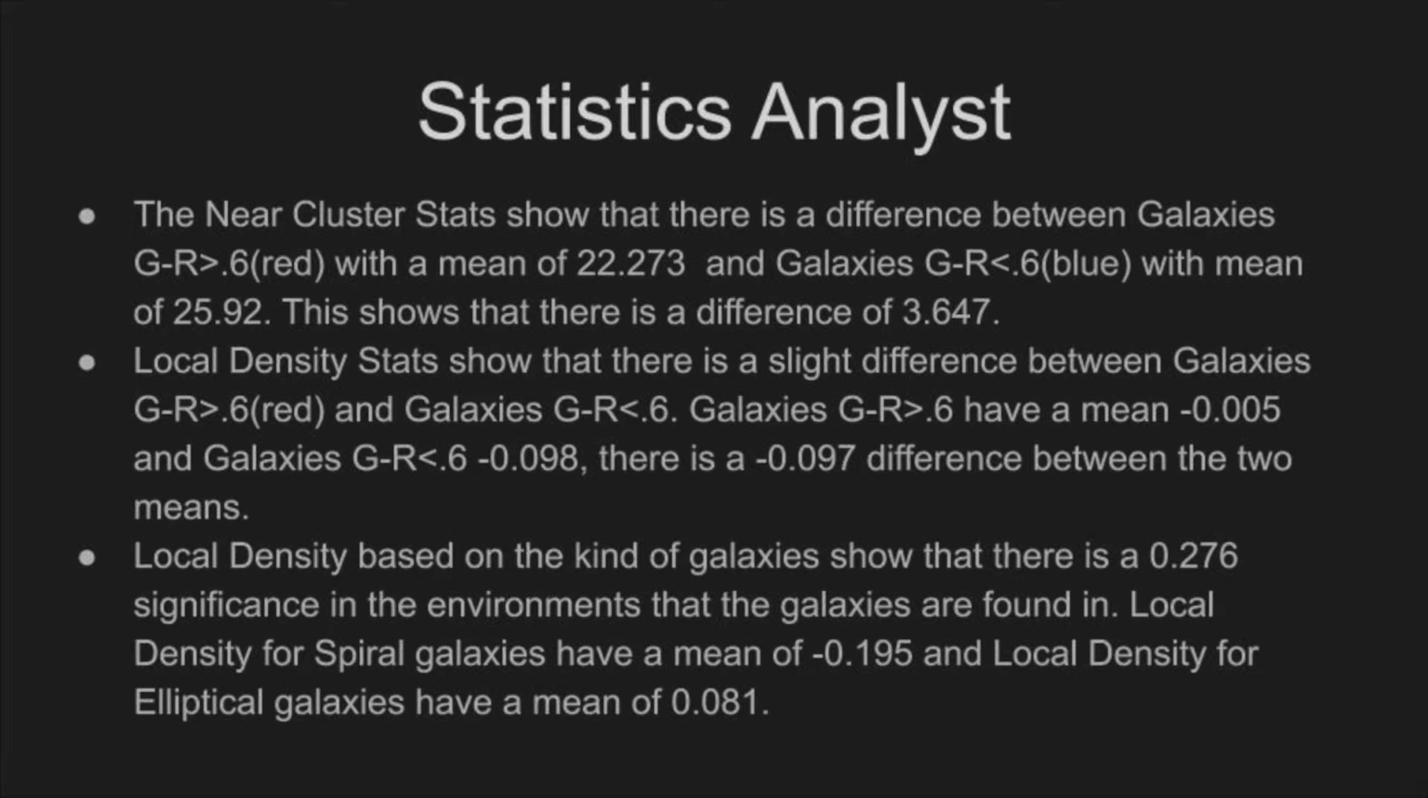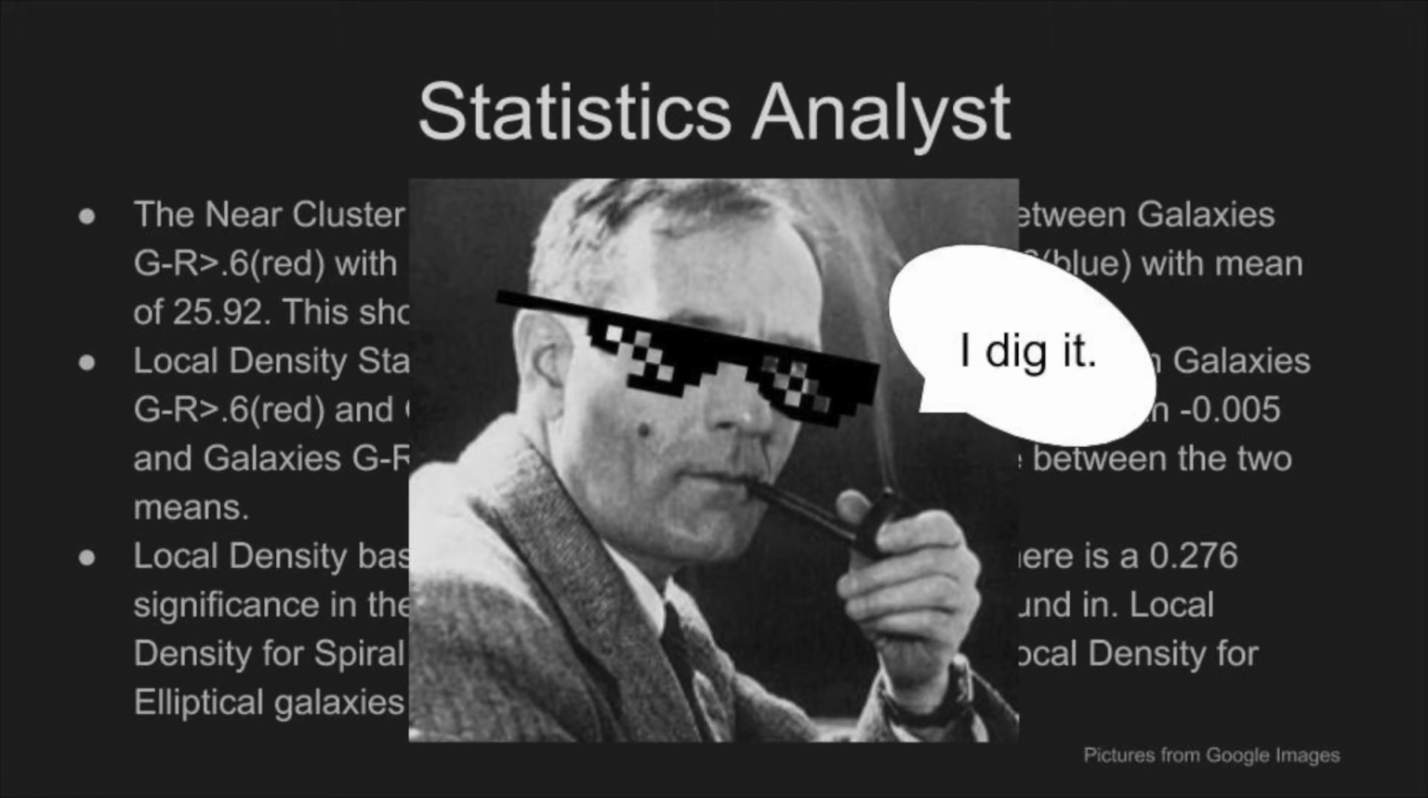We then used the stats of the separated data to better show the differences in the local densities with ellipticals greater than 0.8, local densities with spirals greater than 0.8, near cluster distance greater than negative 999 with G-R greater than 0.6, near cluster distance greater than negative 999 with G-R less than 0.6, local densities with G-R greater than 0.6, and local densities with G-R less than 0.6.